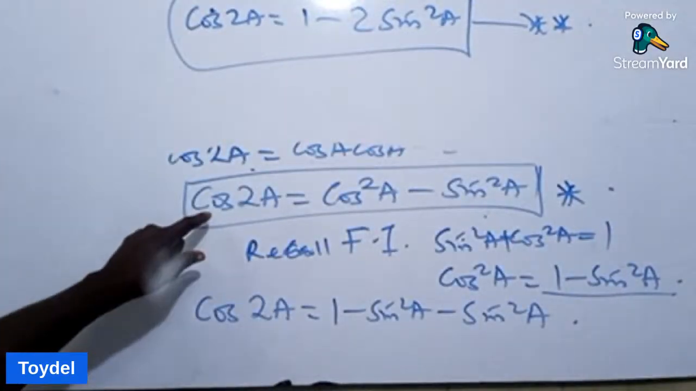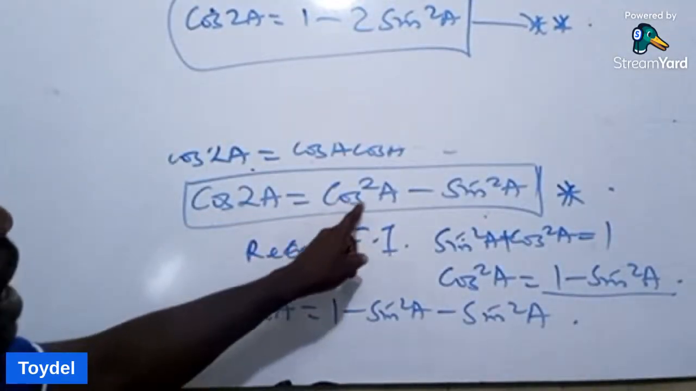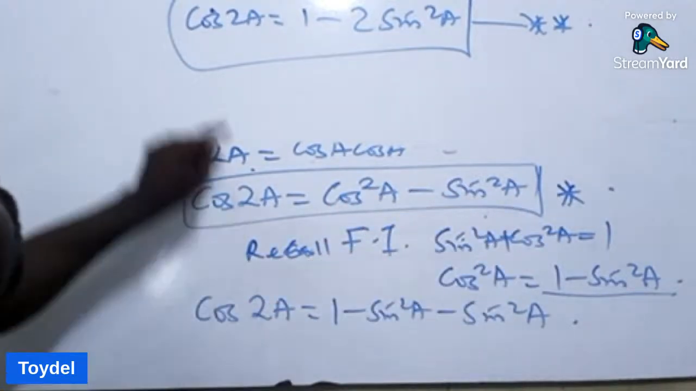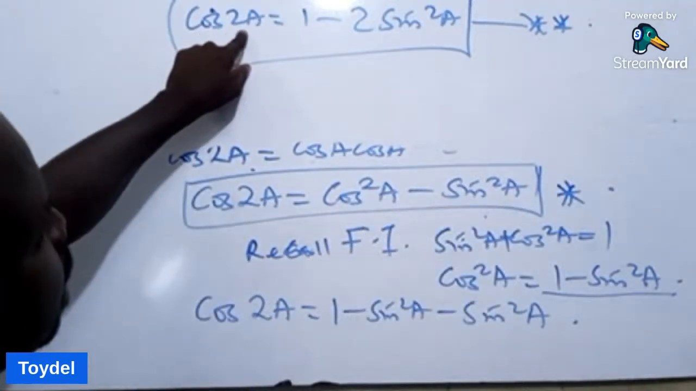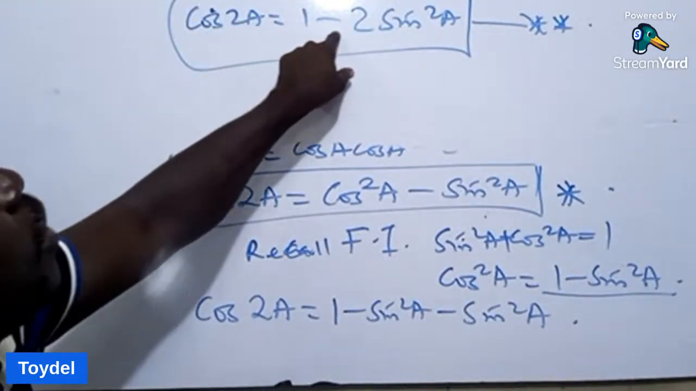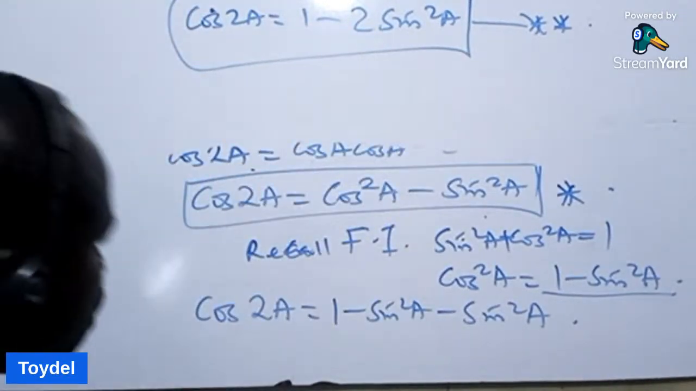If you want to write cos 2A in form of cos and sine, we are going to have it to be cos square A minus sine square A. But if you want to write cos 2A as an expression of only sine, then you write it as 1 minus 2 sine square A.